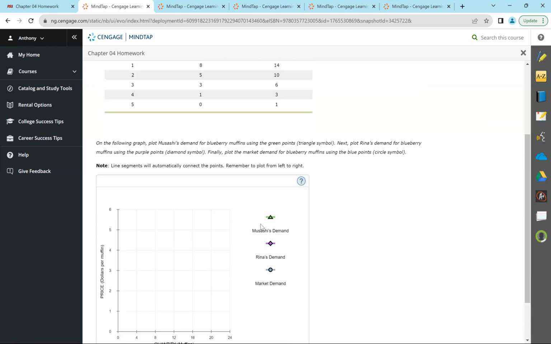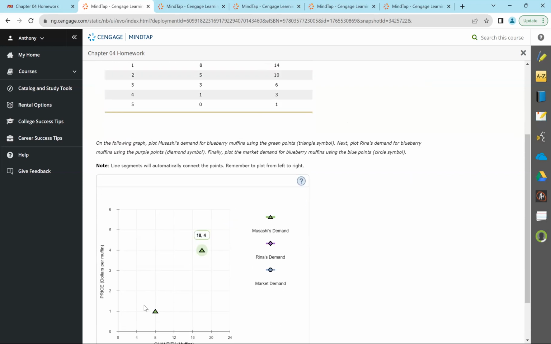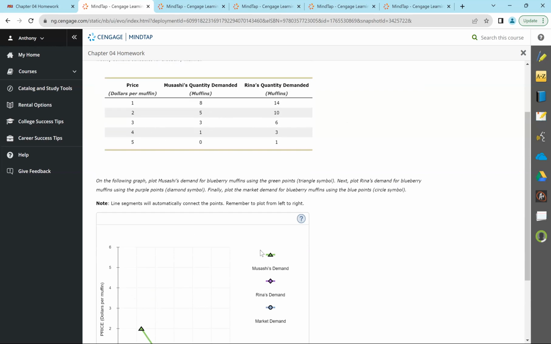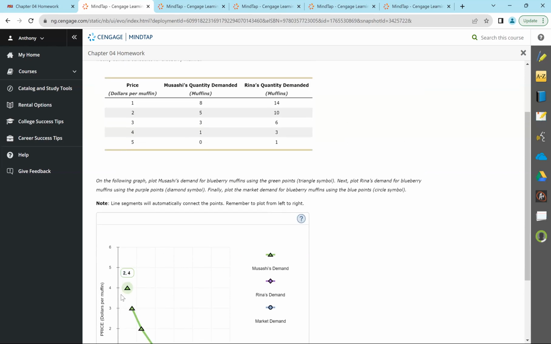X, 8-1. So Musashi is 8-1. Then it's 5-2, then 3-3, 1-4, and 0-5. Make sure you use them all up. Rina is the second one here: 14-1, 10-2, 6-3, and so on.